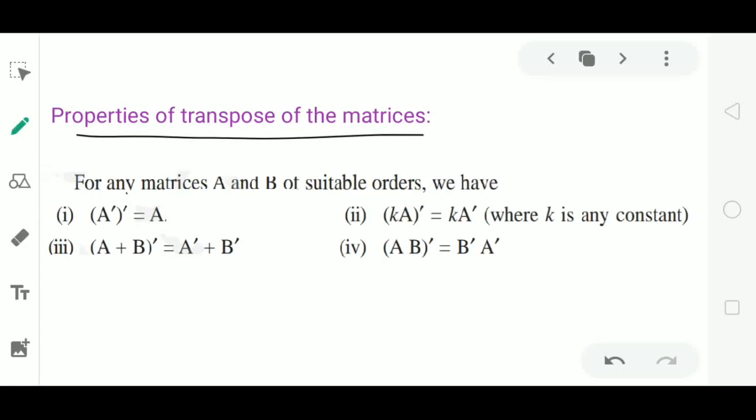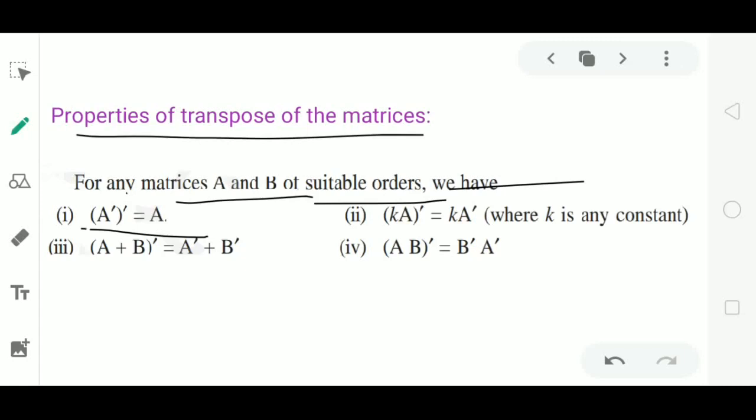For any matrices A and B of suitable order. Suitable orders means here depending on the property and particular example, we choose the order of the matrices A and B. We have A dash whole dash equal to A. We already know that A dash is the transpose of matrix A. A dash whole dash means transpose of A dash. Taking the transpose of a given matrix 2 times will result with the same matrix A.